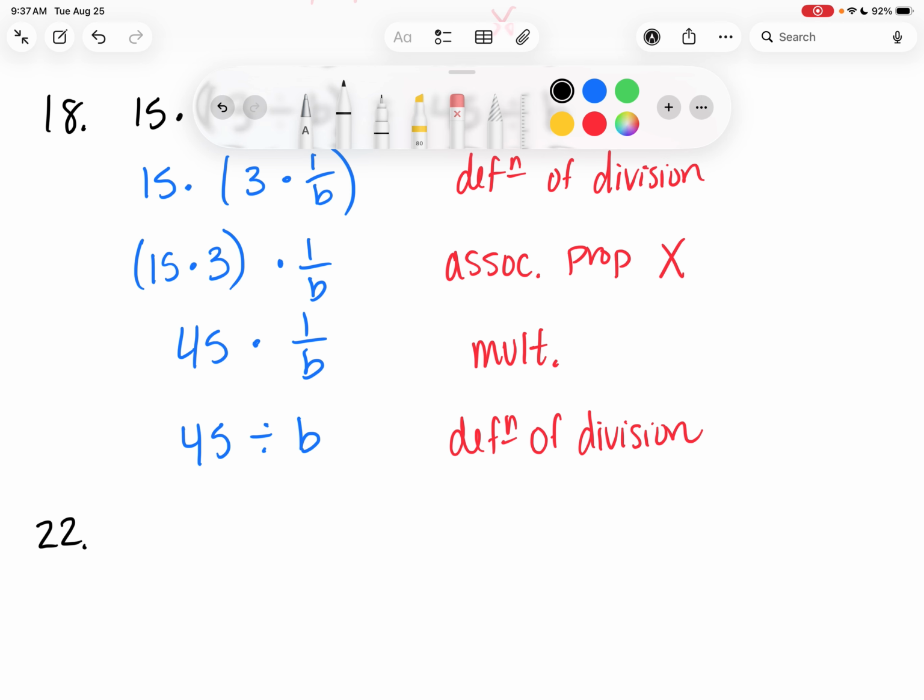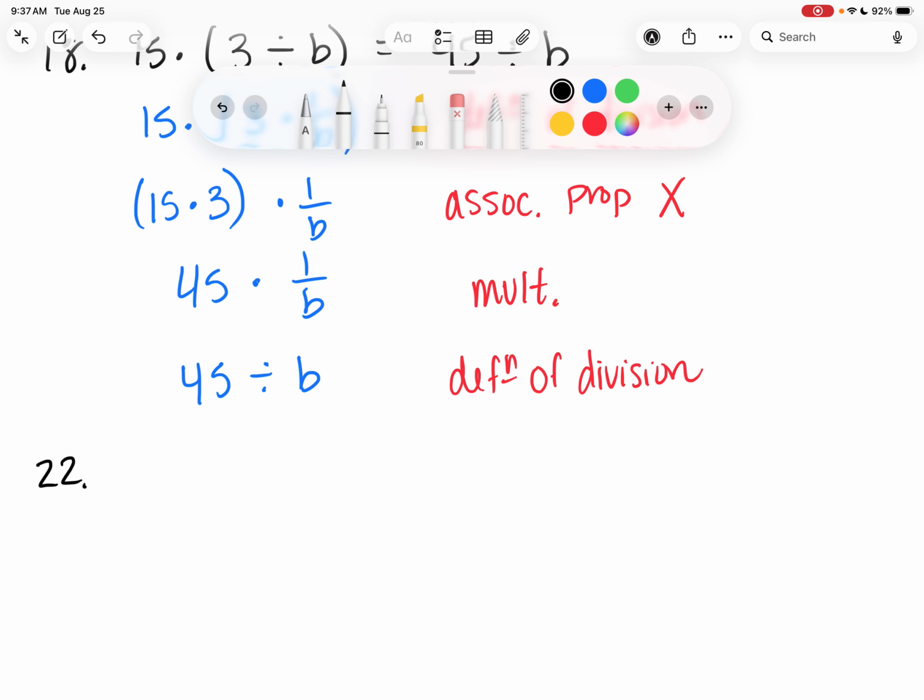22, another one of these. Actually, I'm going to do them out of order, but I'm going to do 22 first. In parentheses, 12b plus 15, close the parentheses, minus 3b equals 15 plus 9b.